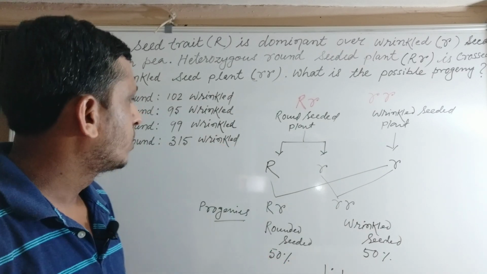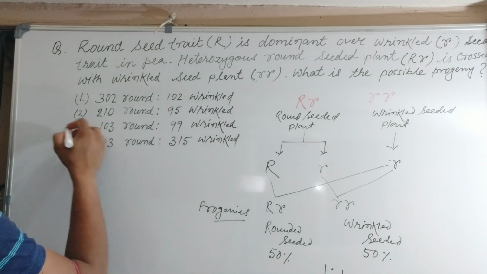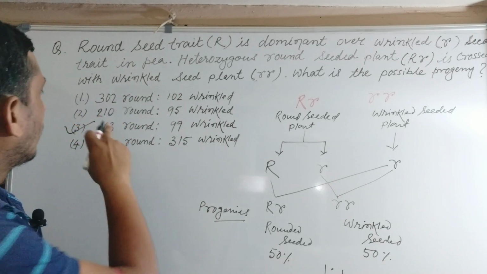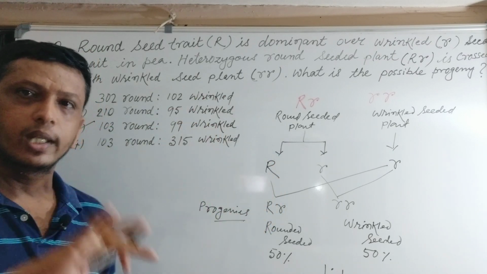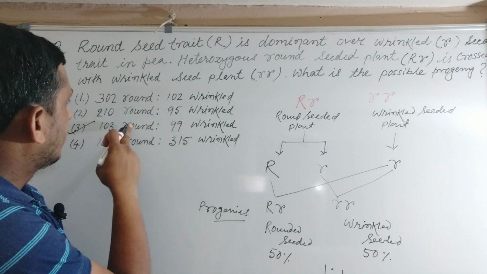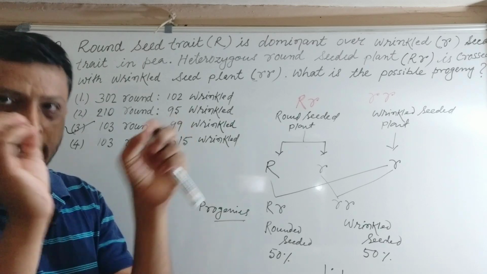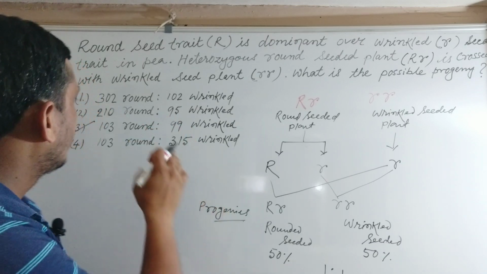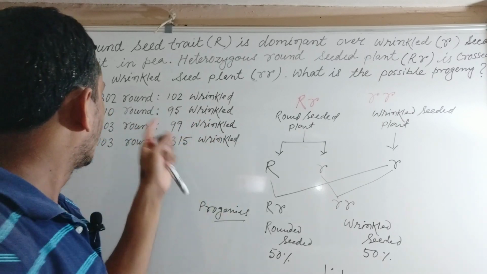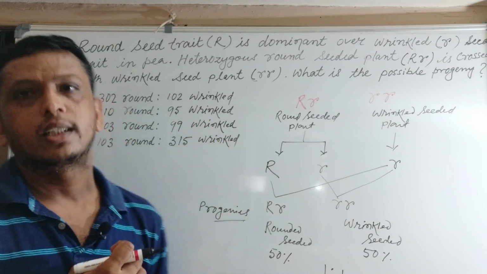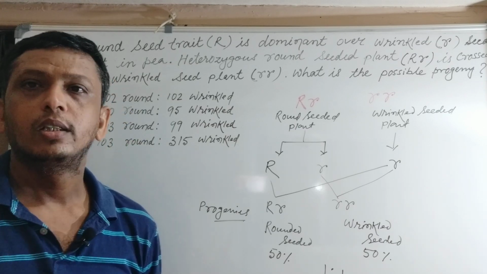So no 1:1 ratio. So here the possible answer will be option 3, 103 round and 99 wrinkled. Why? Because this is nearly 1:1, 103 and 99, very little difference. So nearly this option is a 1:1 ratio. So the correct answer will be 103 round and 99 wrinkled.